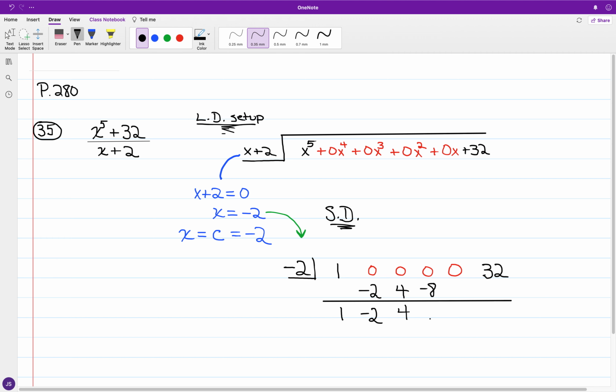Subsequently, we have 0 plus negative 8 is minus 8. Then negative 2 times negative 8 is 16. And 0 plus 16 is 16. Then negative 2 times 16 is negative 32. With the last column total, 32 plus negative 32 is 0. And so the remainder is equal to 0.